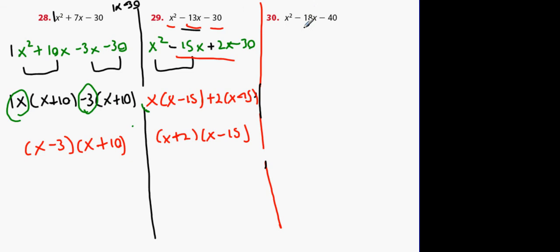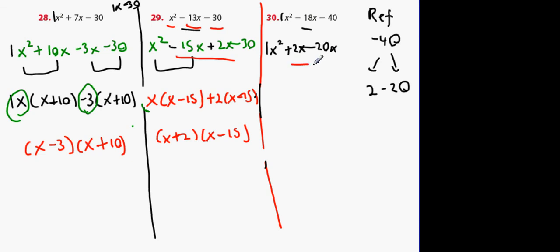Okay. The next one, the reference number is going to be minus 40. And when you have a reference number of minus 40, you have to break it up into numbers, I'm going to say 2 and 20. And that's going to be 2 and minus 20. So I'm going to make sure I didn't make the same error I did in the last question. Going to slow down at this point. Plus 2x minus 20x. Before I leave this part, I'm going to double check. Plus 2x minus 20x is minus 18x. Perfect. Now we can move on.